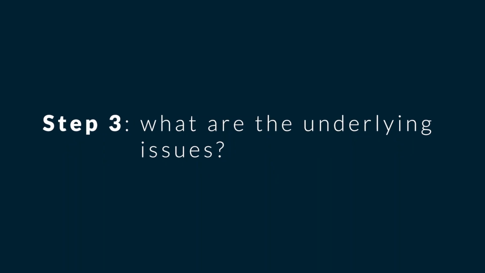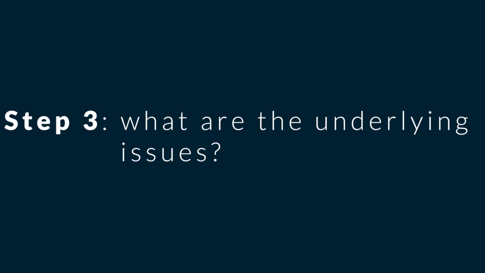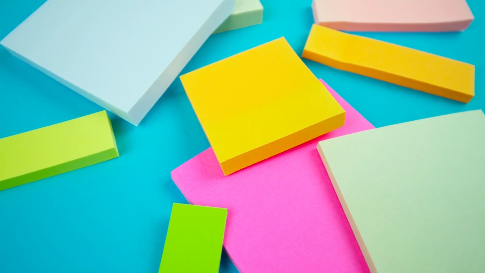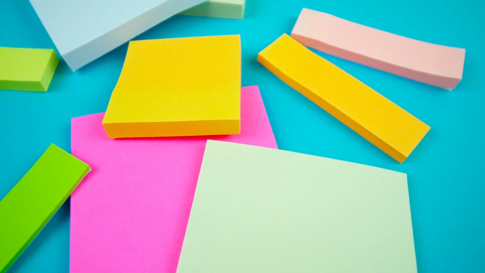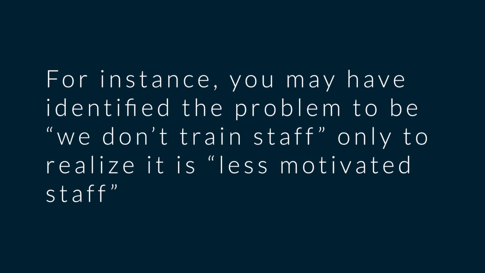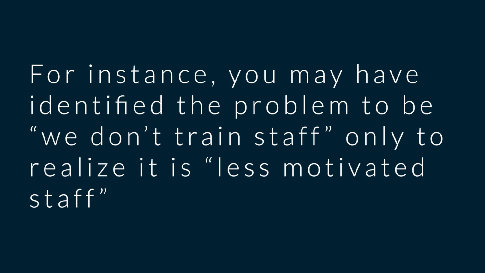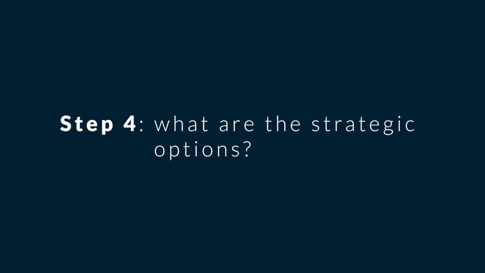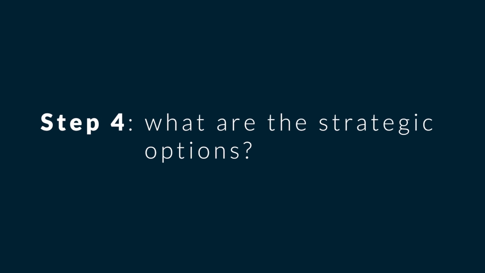Next, which in this case is step 3, what are the underlying issues? At this point, you analyze the data you've collected and use it to redefine the problem identified. For instance, you may have identified the problem to be, we don't train staff, only to realize that the staff are actually less motivated, which means you need to figure out how to motivate them, be it intrinsic or extrinsic motivation. It's not just a question of saying, Tuesday show up, and somebody is there with the flip chart saying blah, blah, blah. That's not the problem. The problem is they aren't motivated. Anyway, the next step, step 4, what are the strategic options?